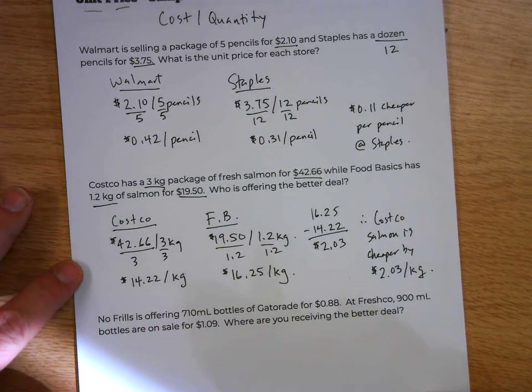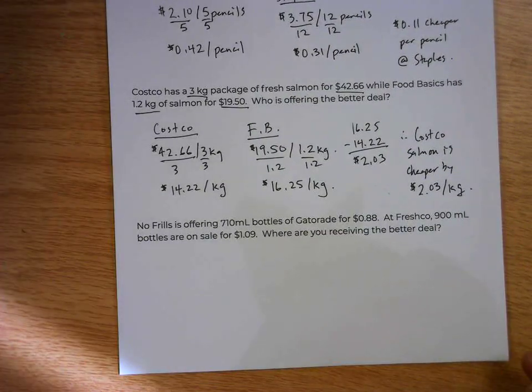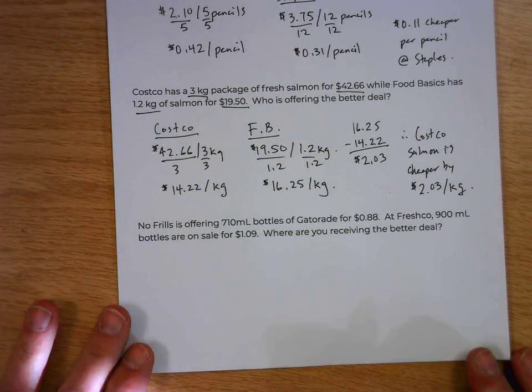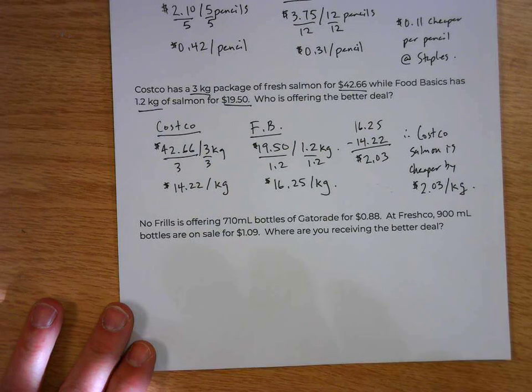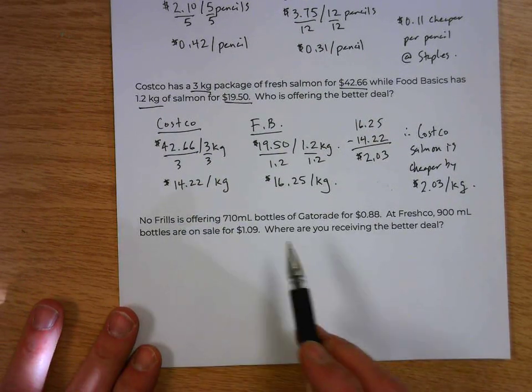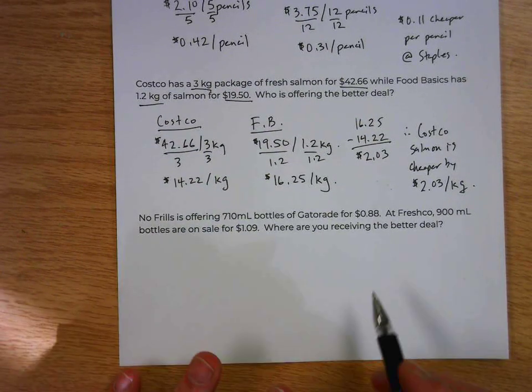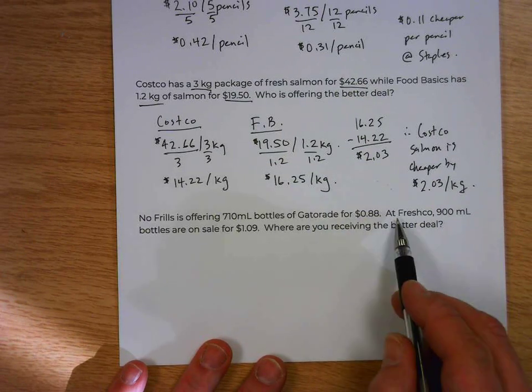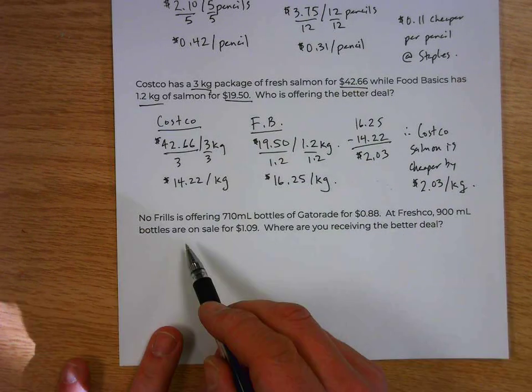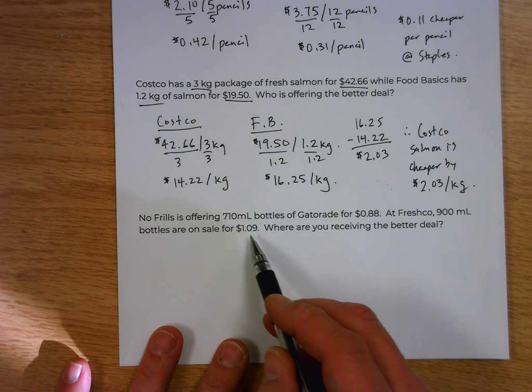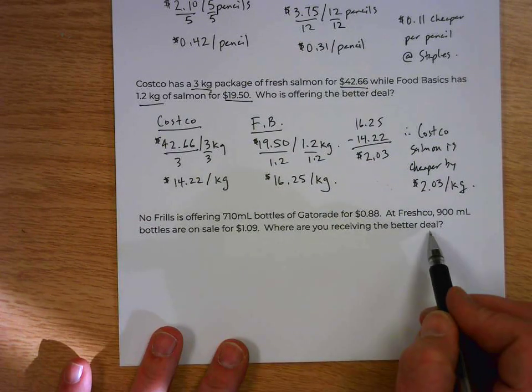All right. Now, as we look at our third example, please pay careful attention to the slight difference in this style of question. Okay, it says No Frills is offering a 710 milliliter bottle of Gatorade for 88 cents. At Freshco, 900 milliliter bottles are on sale for $1.09. Where are you receiving the better deal?